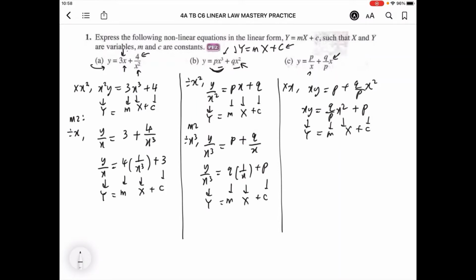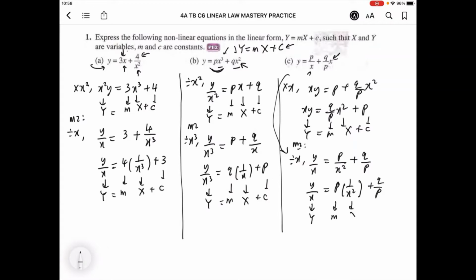So another way is by taking this method 2, instead of multiplying with x, we divide by x. So I get y over x, this is p over x squared, and this is q over p. Now what we can do is we separate this p and 1 over x squared, keep the q over p at the back. This is your big Y, this is your gradient, this is your x, and your C. Okay, so it's just another option. Instead of multiplying x, we can also divide by x. Alright, okay, let's move on to the next one.